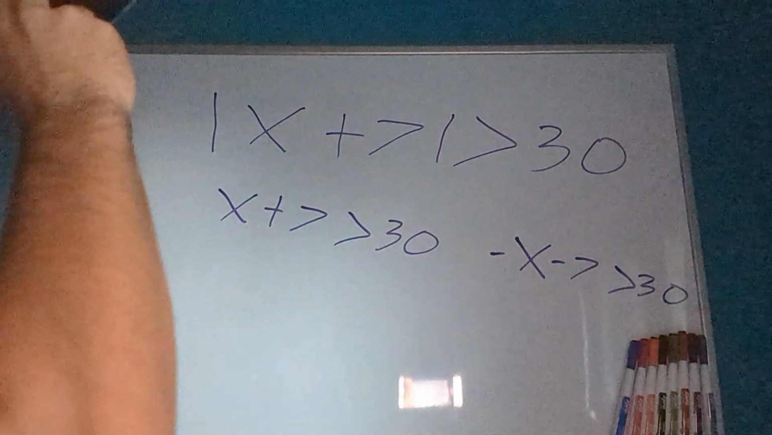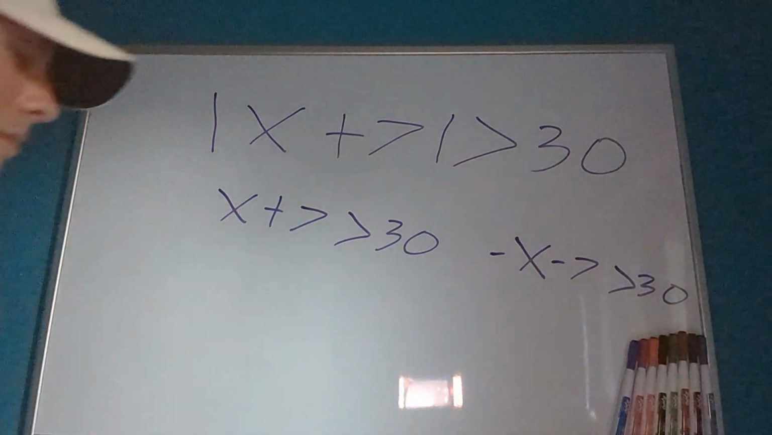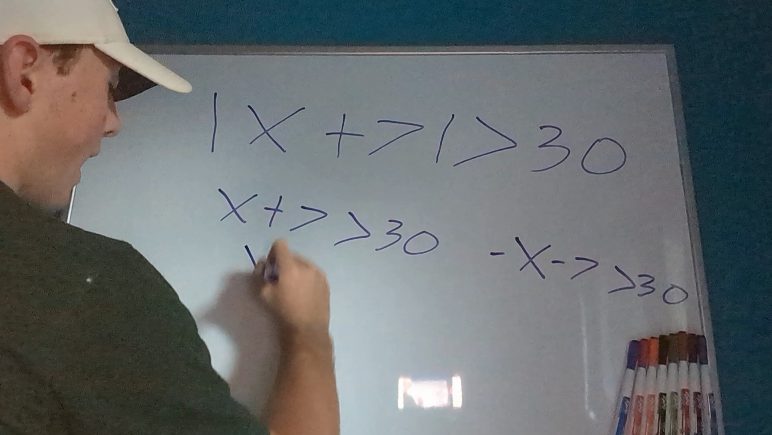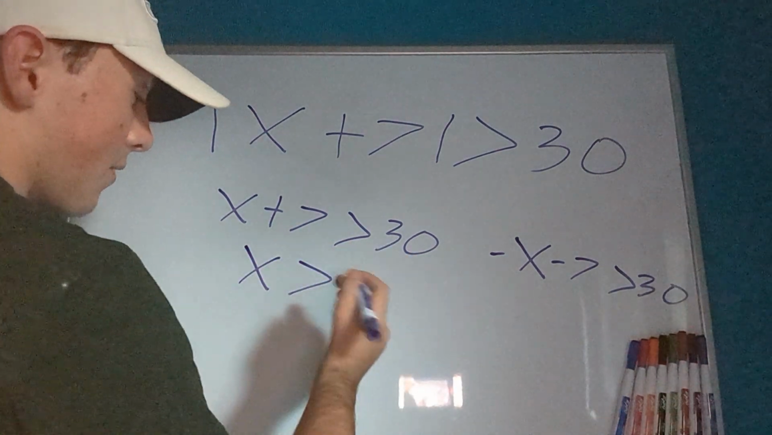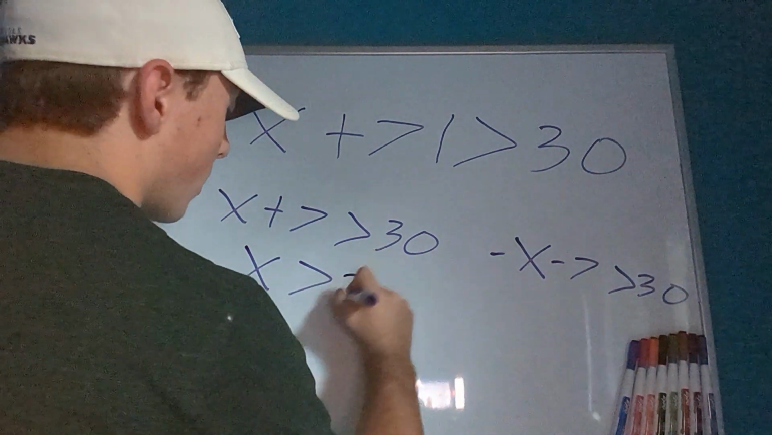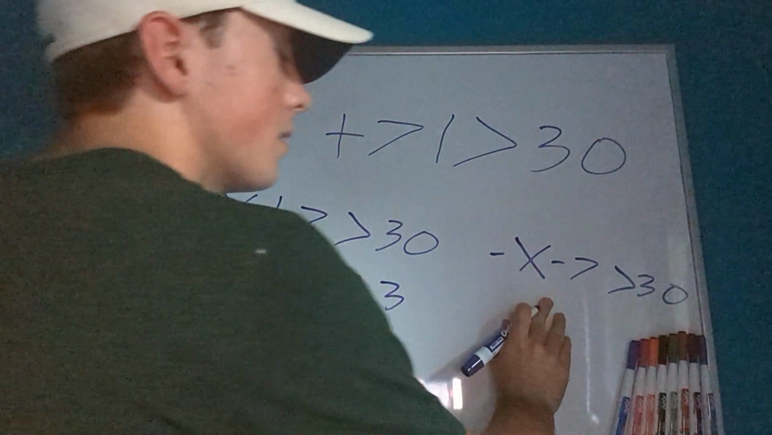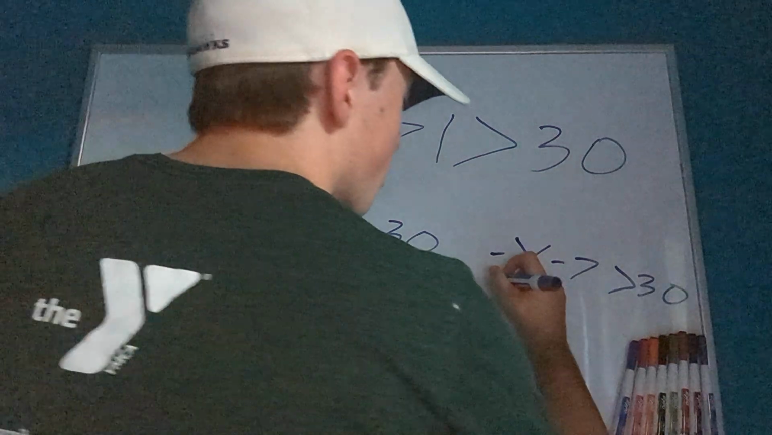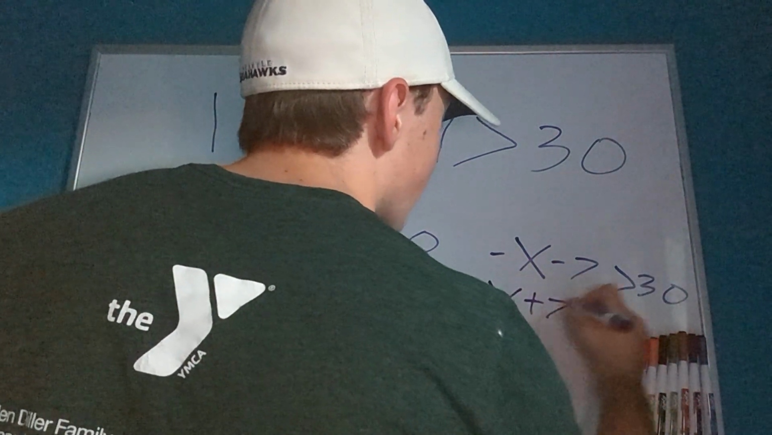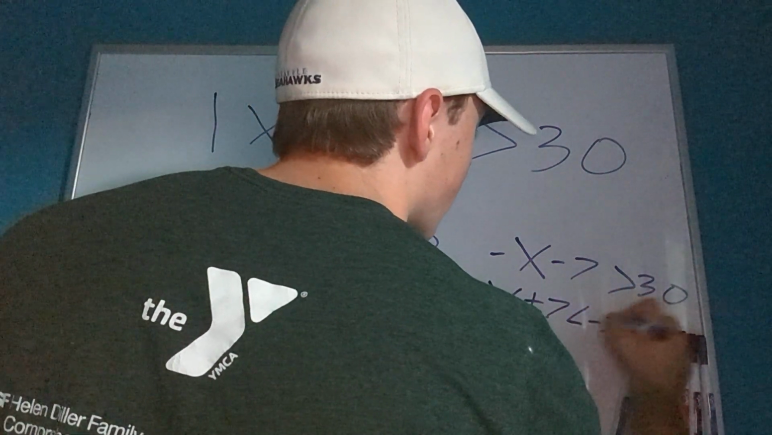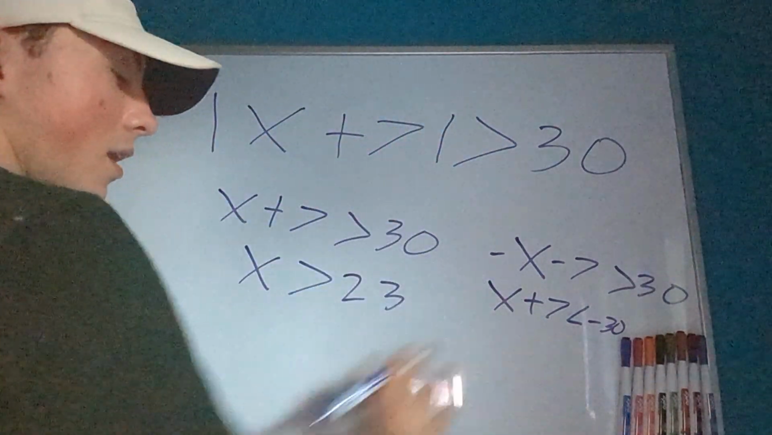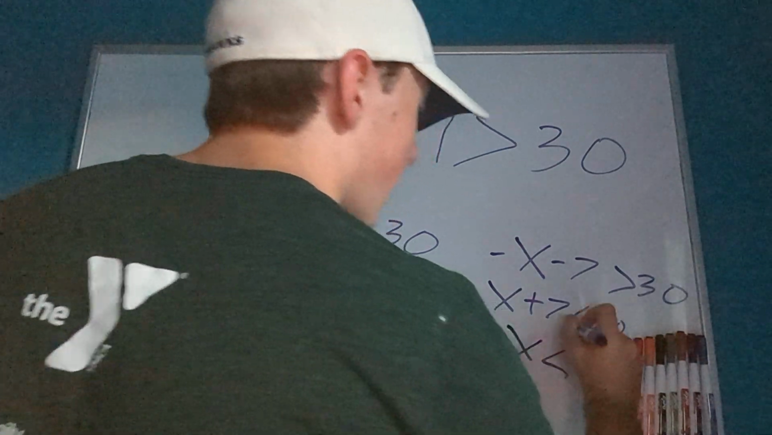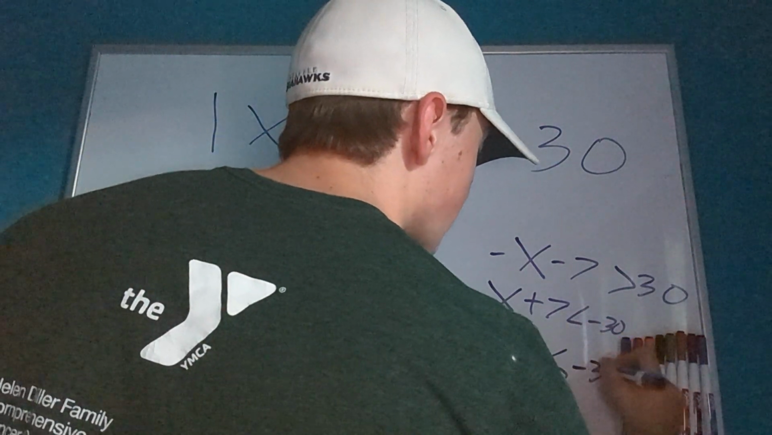Okay? So then, what do we want to do here? Well, we want to just subtract 7, right? So we get x is greater than 30 minus 7, which is 23, right? And then over here, the first thing we do is multiply each side by negative 1. So we get x plus 7 is less than negative 30. Sorry, this might be a little hard to see, but then the next thing we do is just subtract 7, and we get x is less than negative 37.